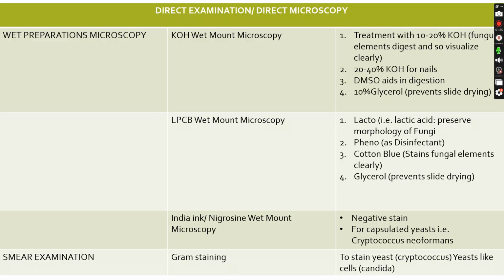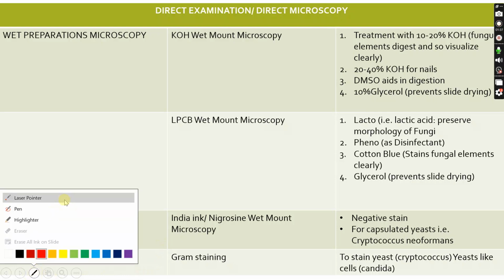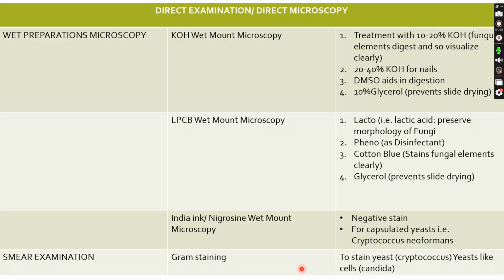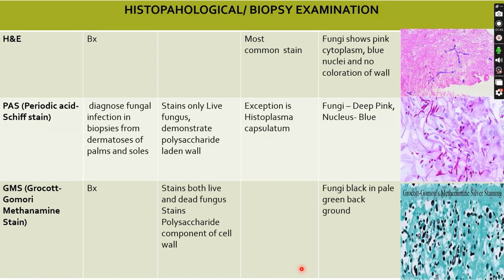Next, after the wet mount preparation, we have the smear preparation. In the smear preparation, the gram staining is done, and the gram staining is to stain the yeast and the yeast-like cells like Cryptococcus and Candida. Then the biopsy examination, in which hematoxylin and eosin stain will be used, and this is the most common stain. Here we can see the demonstration, where the fungus will show the pink cytoplasm and blue nuclei.